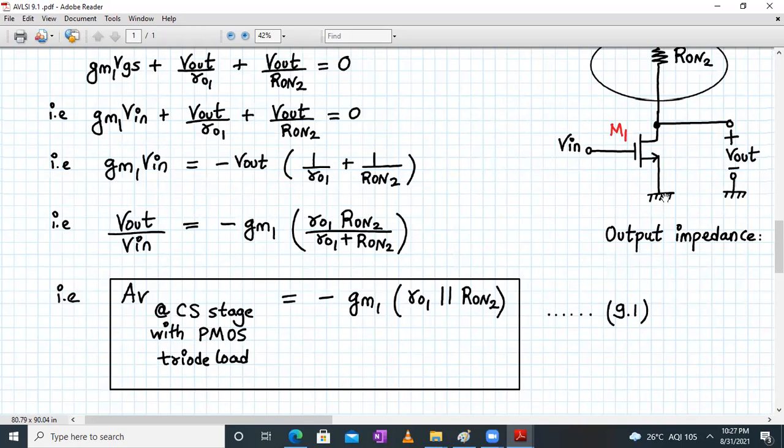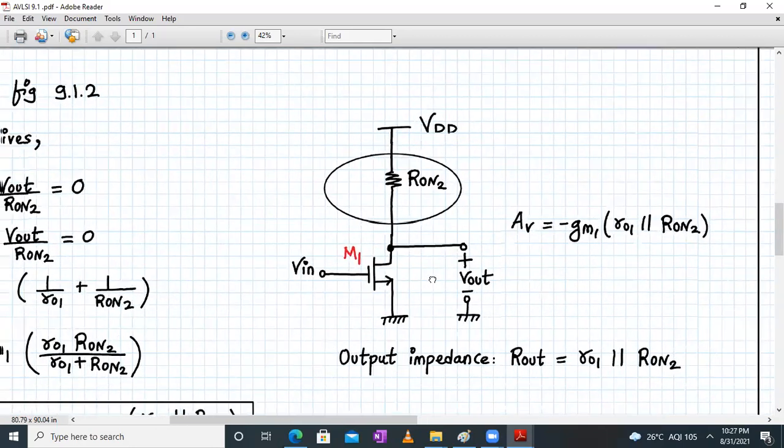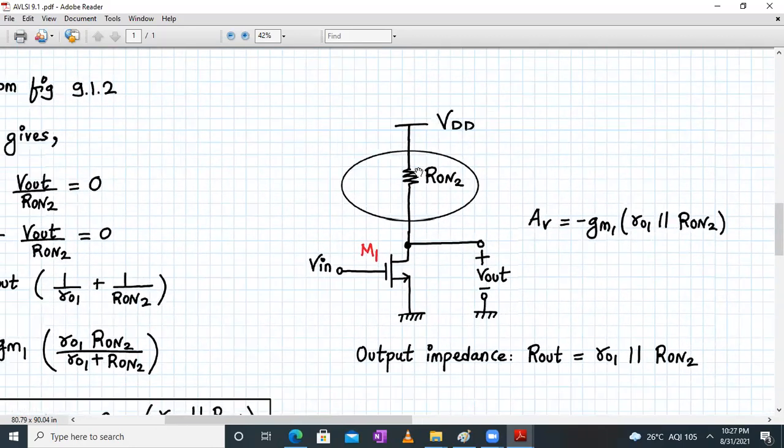Now, this is using the standard technique, by drawing the small signal equivalent model and then relating the Vout and Vin terms. Now, we can directly write the expression of gain Av by inspection, right? We know the general form of the expression for a resistive load, where an actual resistor was connected. So what was the formula? Av was equal to minus gm into ro parallel to RD, correct? In this case also it's the same. Instead of RD, we have Ron2. So what will be the gain formula by inspection? It will be minus gm1 into ro1 parallel to Ron2.